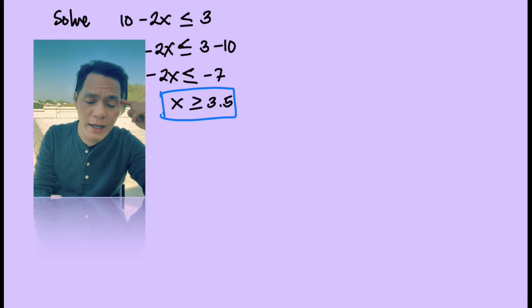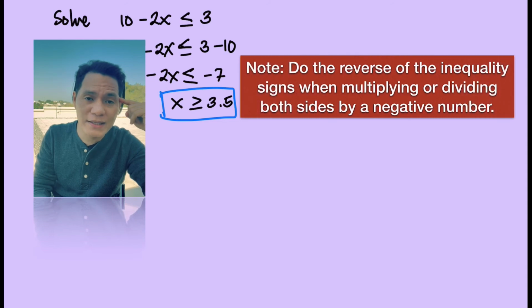But take note, guys, you are having negative here, negative 2x. When you encounter this, you have to reverse the inequality sign when multiplying or dividing both sides by a negative number. Here we have negative 2x. We are going to solve for x, so we are going to divide by negative 2, or multiply this by negative 1/2. Since we are using a negative, we are going to reverse the inequality sign from less than to greater than. So we have here now x is greater than or equal to 3.5.